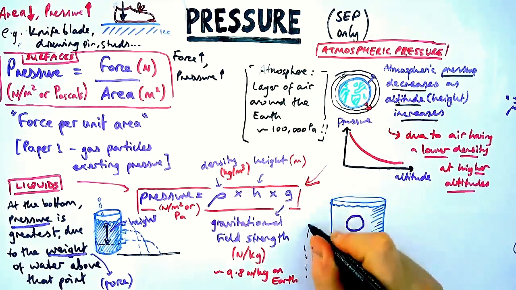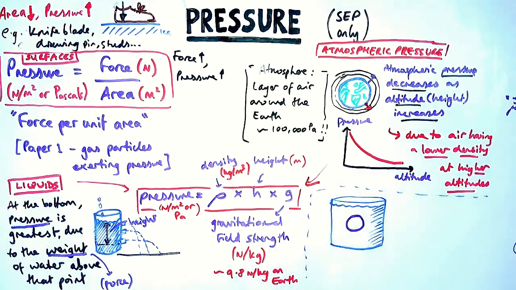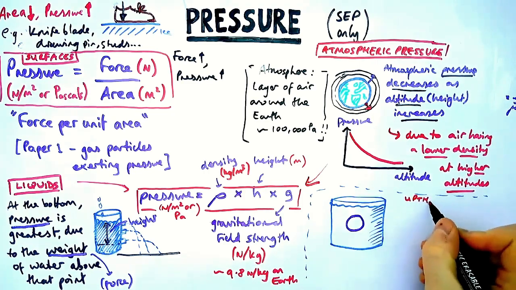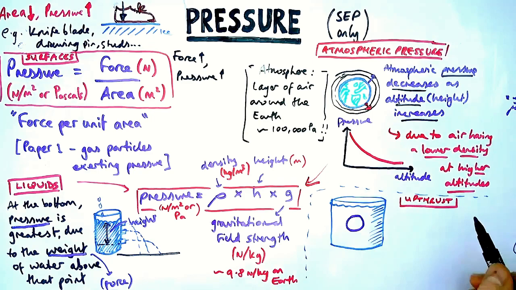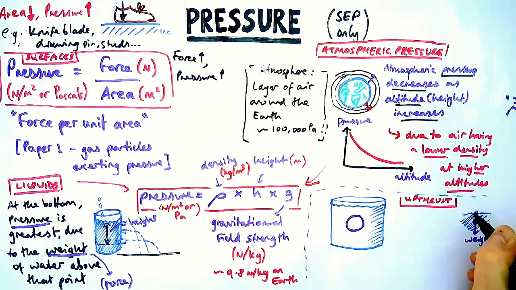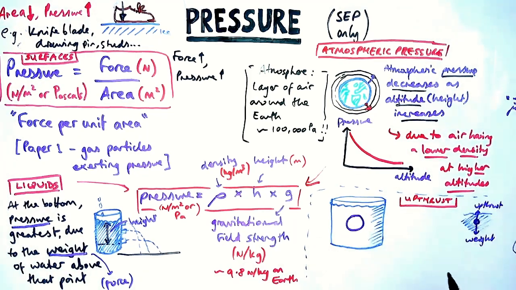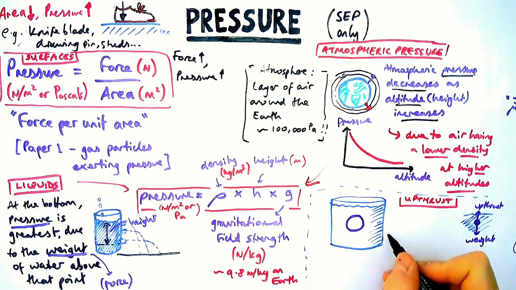Now, to calculate it, we can use this equation from before. Air has a density, g is still g, gravitational field strength, and height would be the height above the surface of the Earth. Now, the last thing we can explain with pressure is upthrust. So upthrust being if you have an object submerged or on the surface of water, it'll have forces acting on it. Downwards will be weight or gravity, upwards will be upthrust.